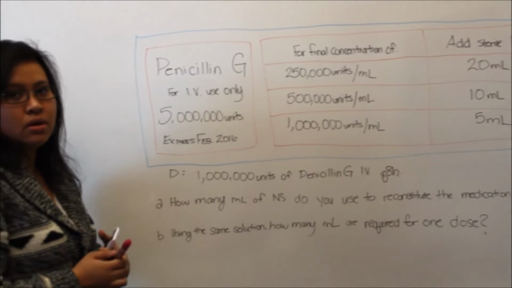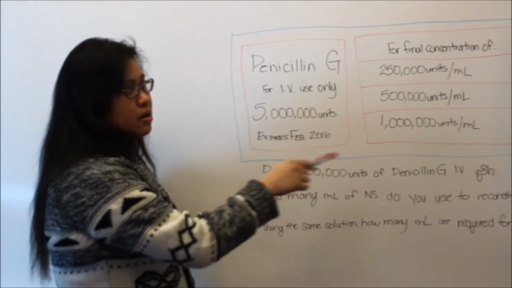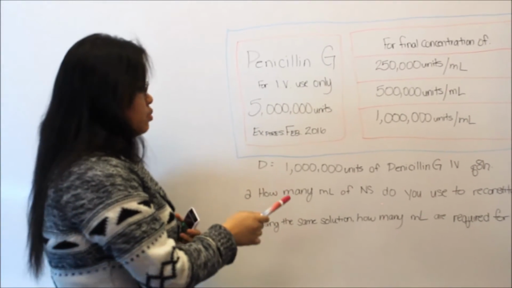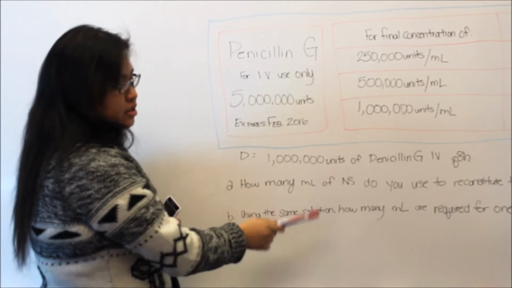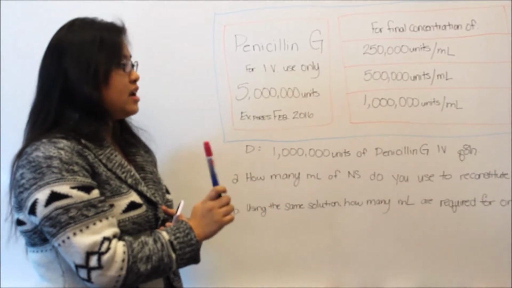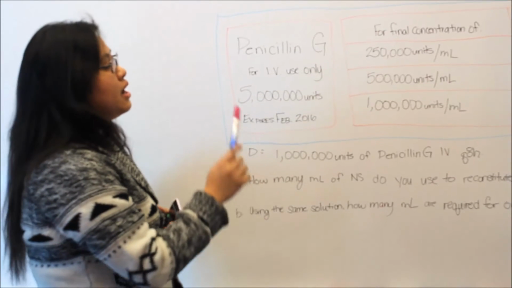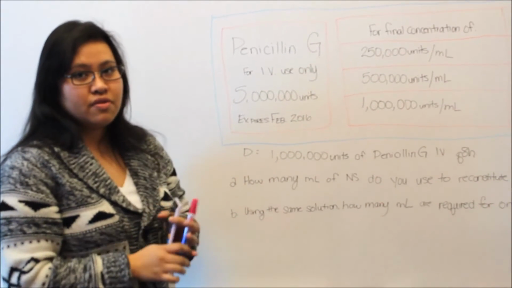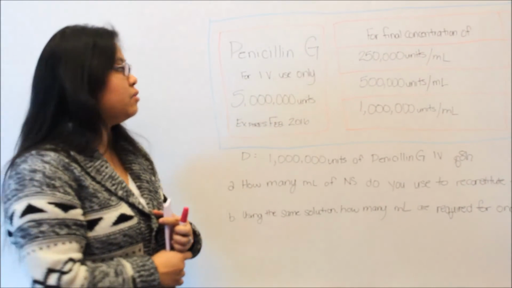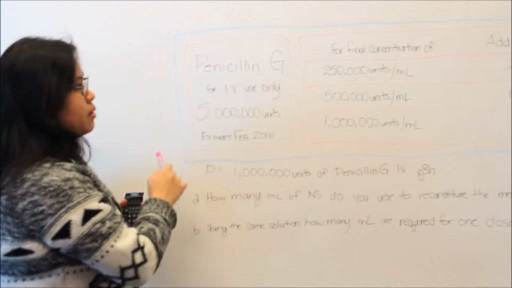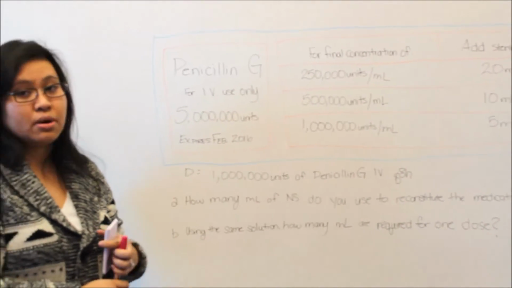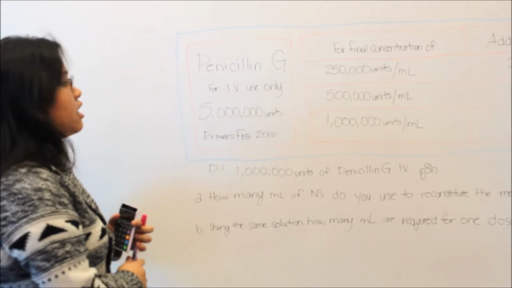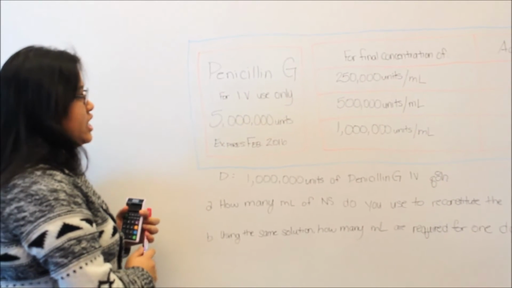I'm going to show you how to read a reconstitution label, as well as figuring out how many milliliters you require for one dose for an IV piggyback. There are some concerns for some students. They have some problems understanding how to read a label for reconstitution, so I'm just going to go over that with you. Our example today is penicillin G.